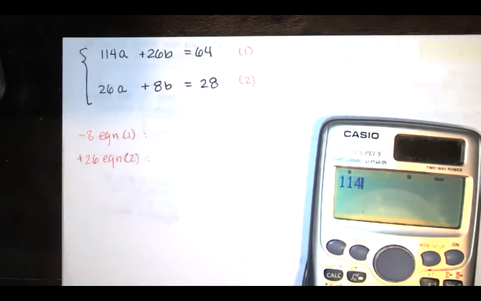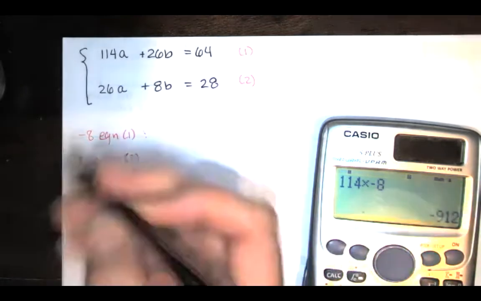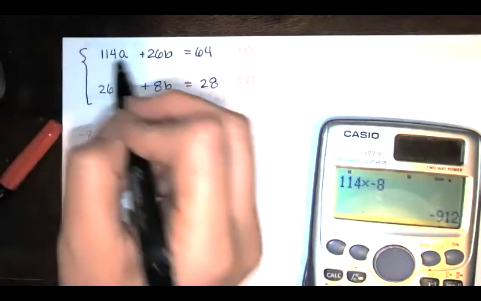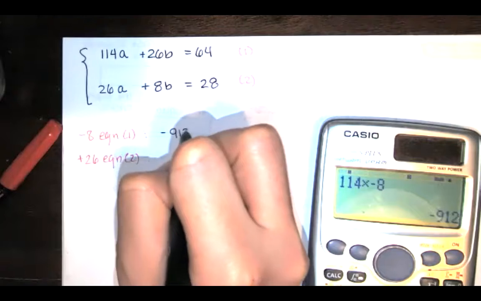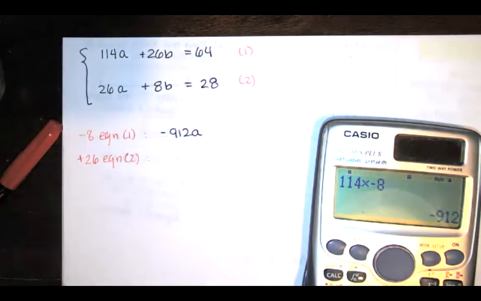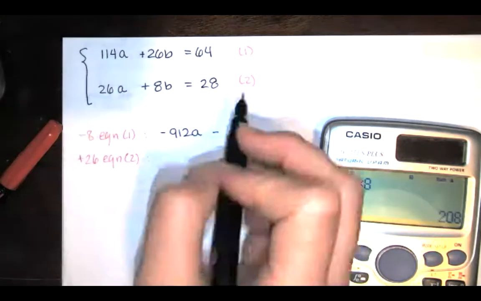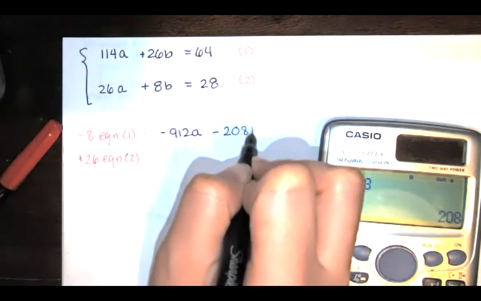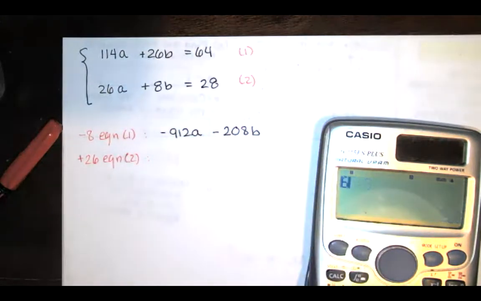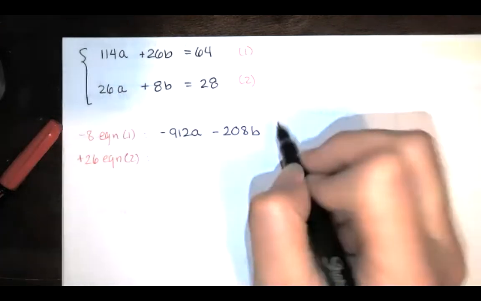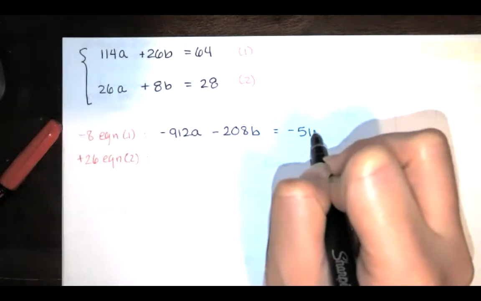So I have 114 times -8. So it's -912 times A. And then we have 26 times 8 is, and then it's going to be negative, -208 times B. And 64 times 8 is 512. It's going to be negative.